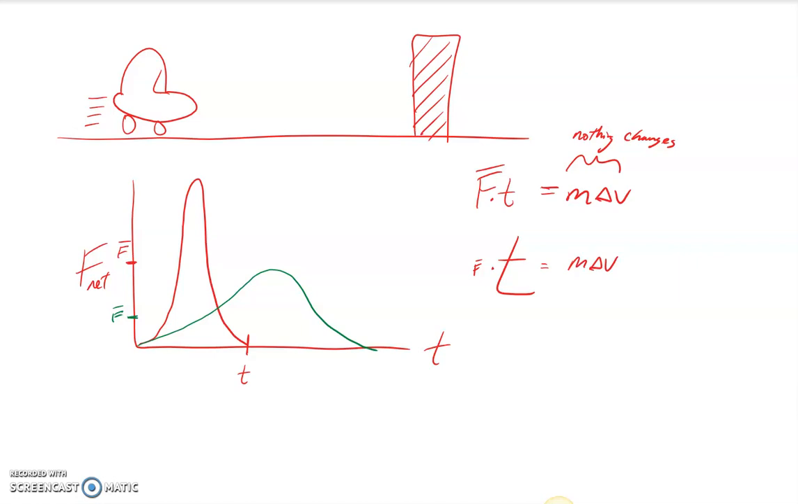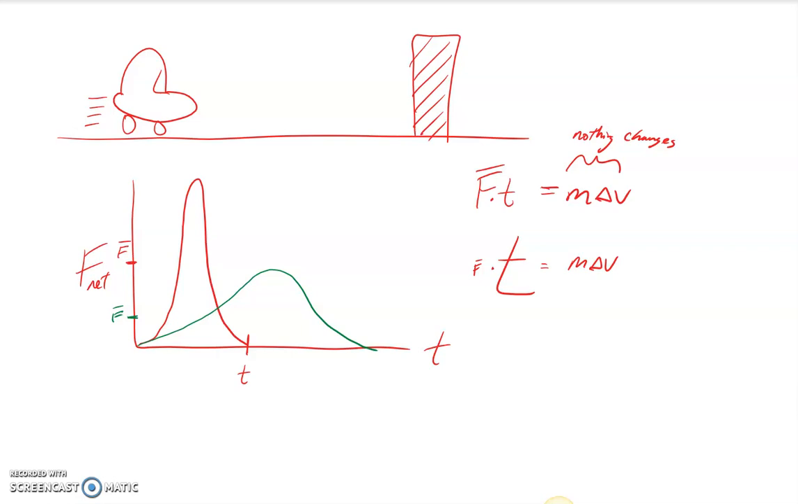The product of F times t can't change. Bigger t, smaller average force. Smaller t, bigger average force. And that change, that difference in force from the red to the green graph can be the difference between life and death, or a major injury versus a minor one.